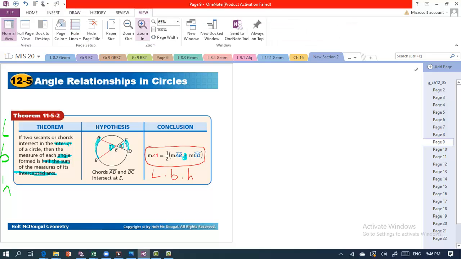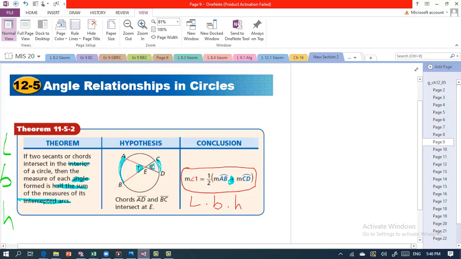Another rule we can see here is the theorem that provides another rule, and it matters a lot. Here we have angles in the interior of the circle, which we generally name interior angles, angles 1 and 2. If two secants or chords intersect in the interior of the circle, then the measure of each angle is half of the sum of the intercepted arcs. Let us focus, guys. We have the arcs CD and AB.